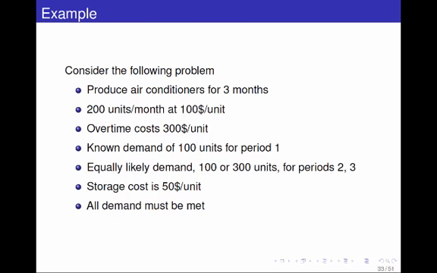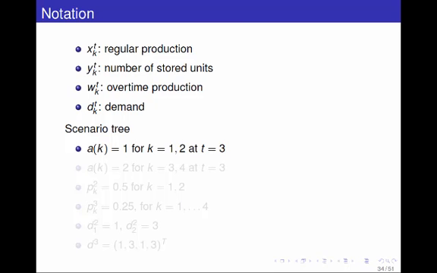Okay, we know our demand in the beginning of time, it's 100 units, but then for period 2 and period 3, we have an equally likely demand of 100 units or 300 units. And we can store units at $50 per air conditioner. And there's this constraint that we need to satisfy all the demand. So, the notation: X is our regular production, Y is storage, W is overtime, and D is demand.